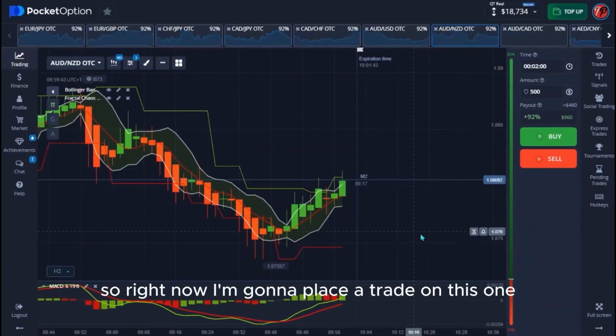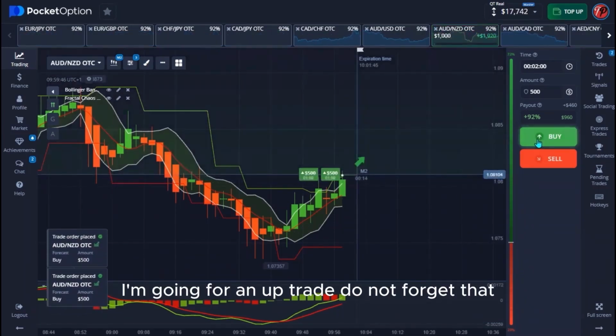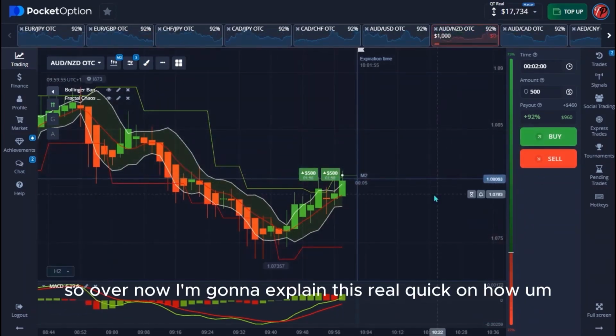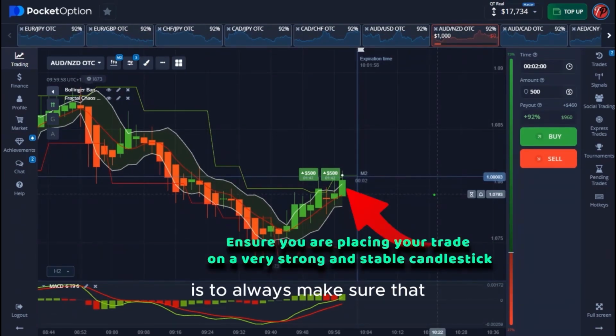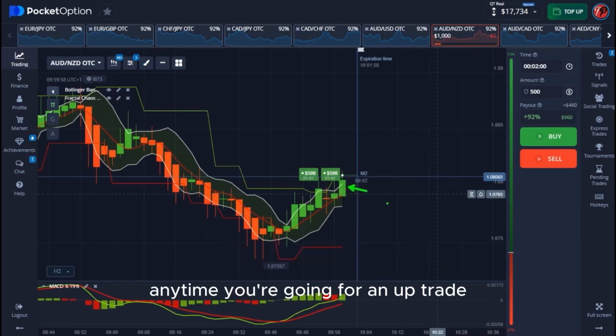So right now I'm going to place a trade on this one real quick. I'm going for an up trade, do not forget that. Now I'm going to explain real quick how this strategy works. The number one thing before you enter a trade is to always make sure that you're placing your trade on a very strong candlestick, just like what happened here. Anytime you're going for an up trade, always make sure that the candlestick you're placing your trade on is a full body candlestick, a strong one.